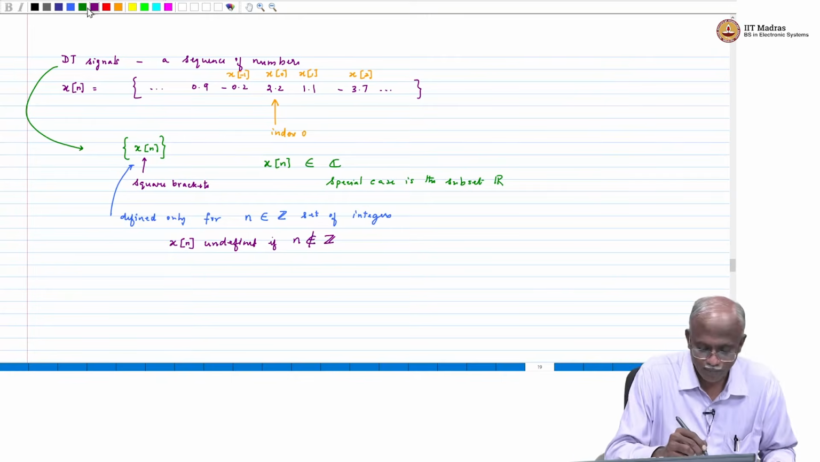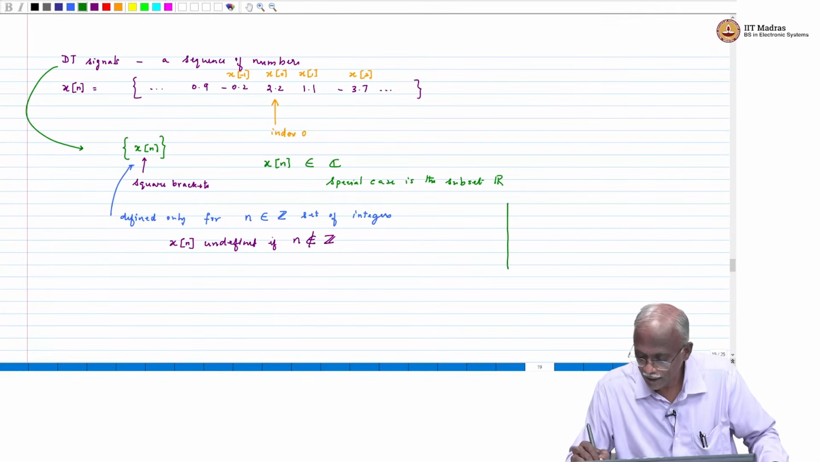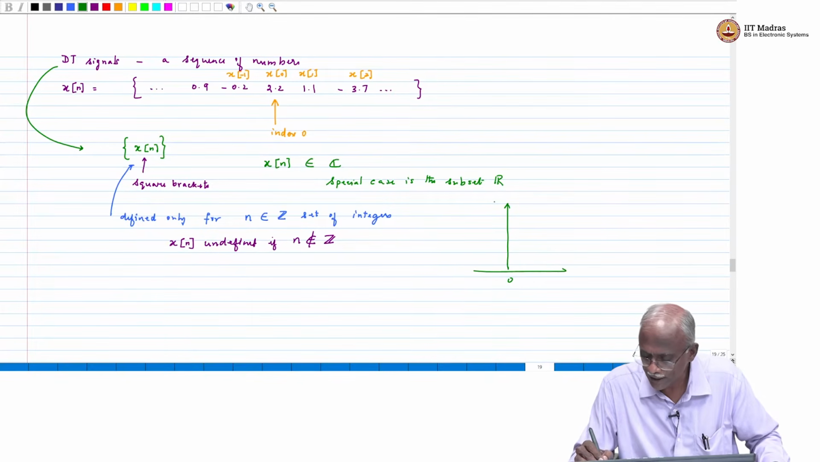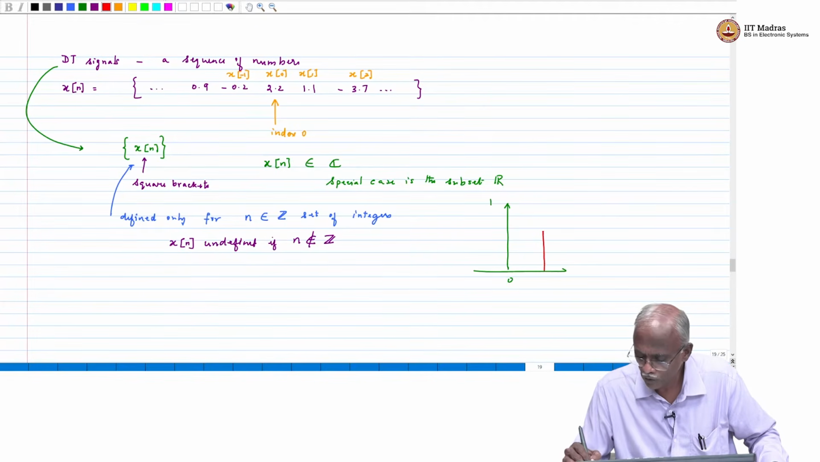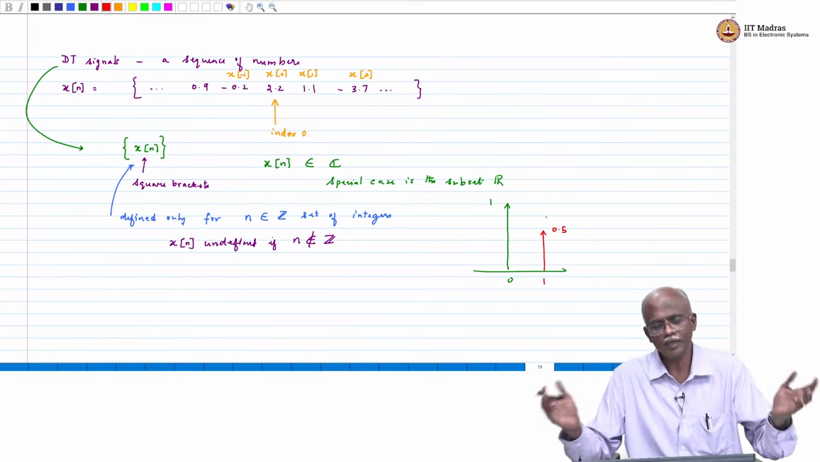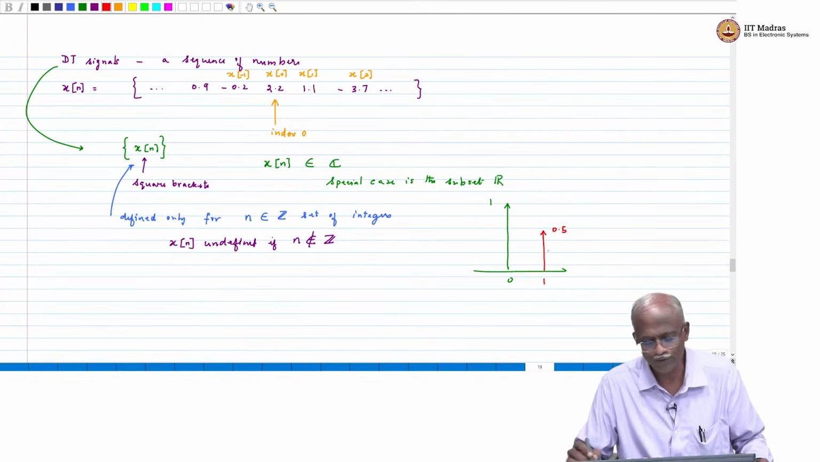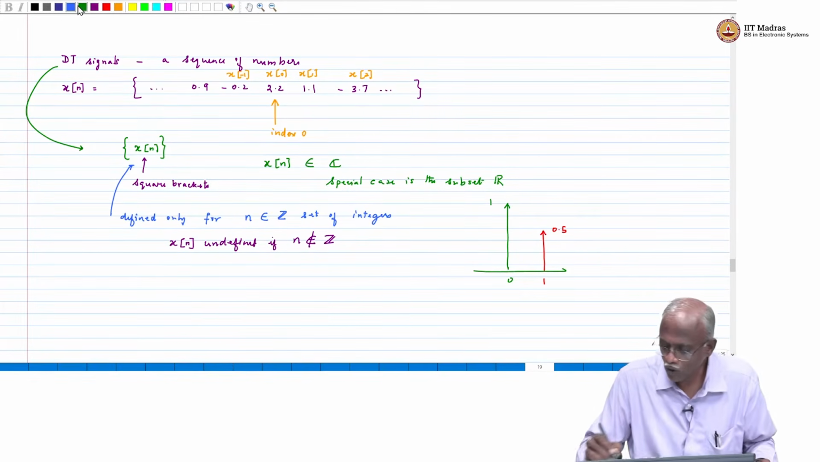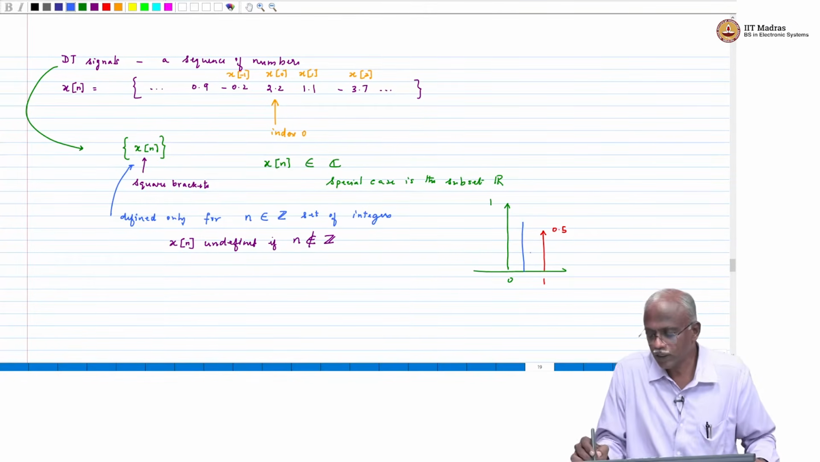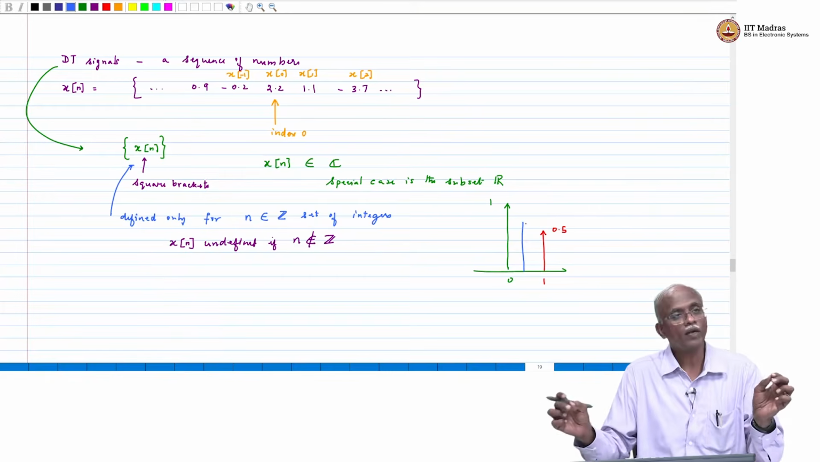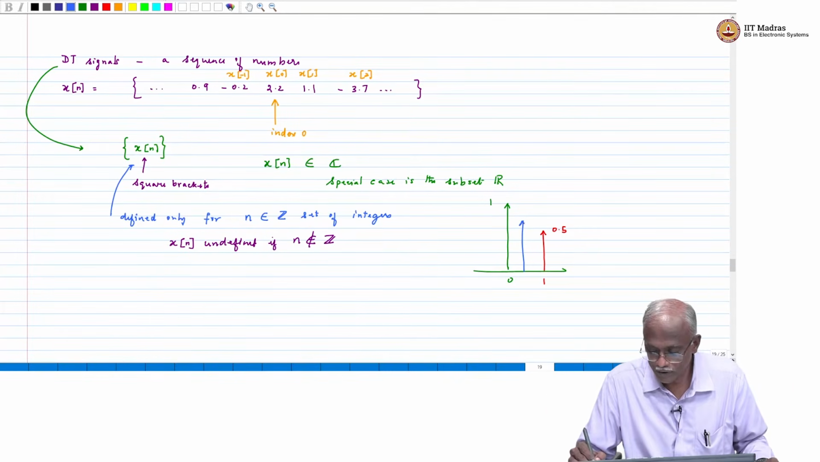So, for example, I have x of 0 at index 0, at a height of 1, and I have x of 1 at a height of 0.5. It is a discrete time signal with just two non-zero values. Now, if I were to ask you what is x of 1.5, you cannot say it is somewhere in between 1 and 0.5. No, this is not valid.